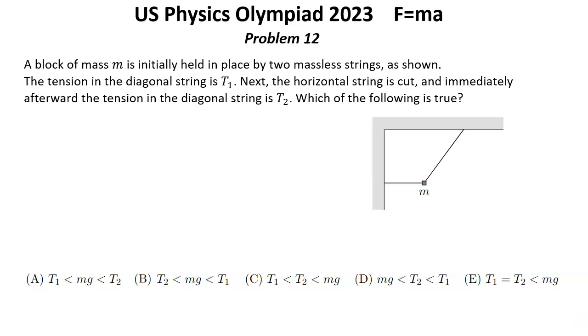Solution for problem number 12. Let the angle from the vertical be θ. Before the string is cut, balancing vertical forces gives us T1 cosine θ equal mg. And from here we have T1 equal mg over cosine θ, which is greater than mg. Right after the string is cut, balancing force along the direction of the string gives us net force 0. It means that T2 must be equal mg cosine θ, which is less than mg.